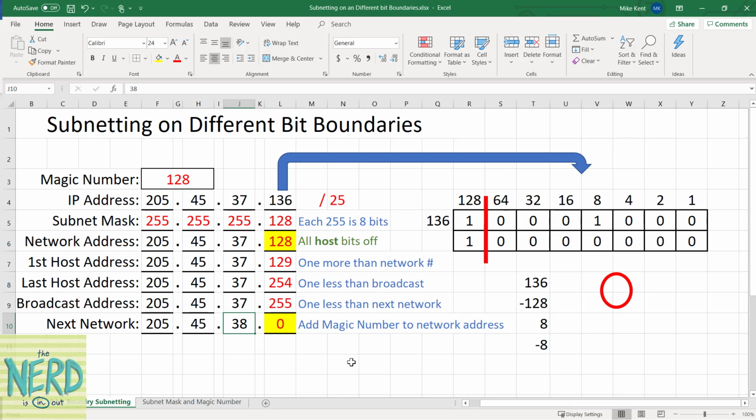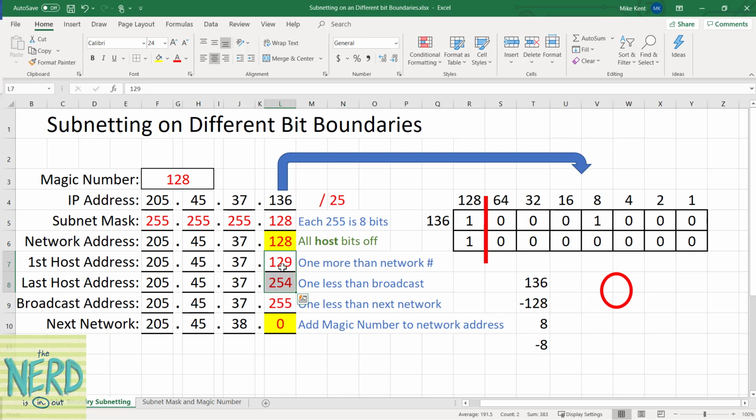It's just like if I have the number 99 in our numbering system, and I add 1 more to it, it becomes 100. So when I get to 255 here, 256, that means it's actually a 0, and this next digit up has to get 1 larger. So my next network is 205.45.38.0. My network is 205.45.37.128. My broadcast is 255. My last host is 254. My first host is 129.